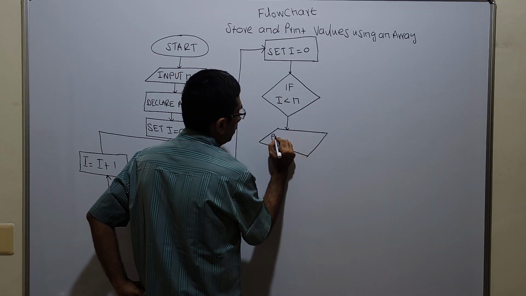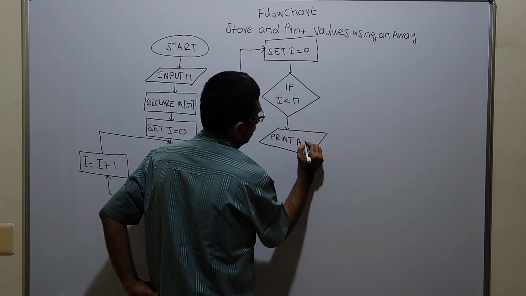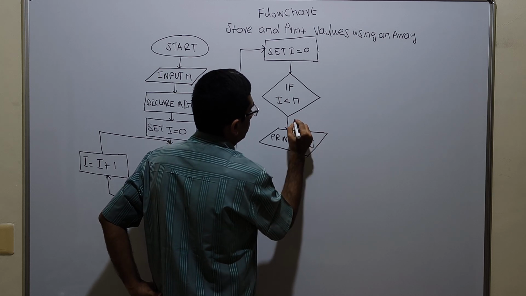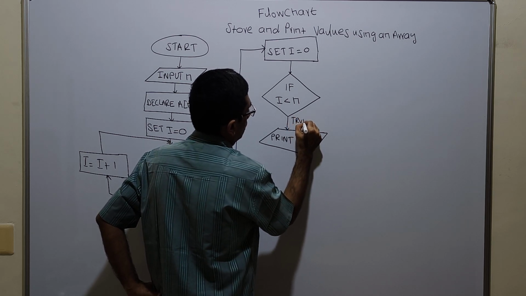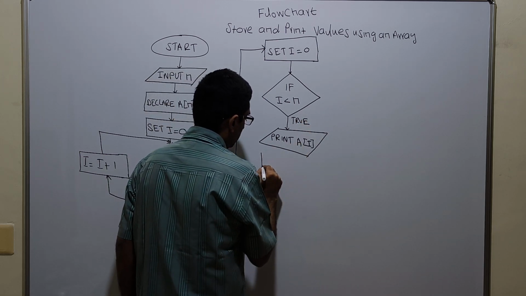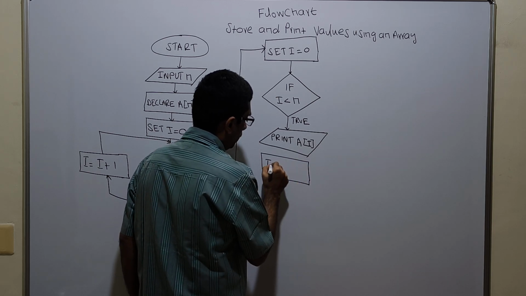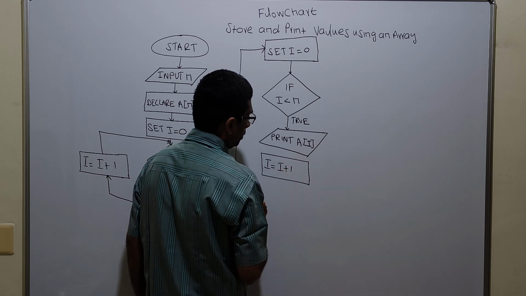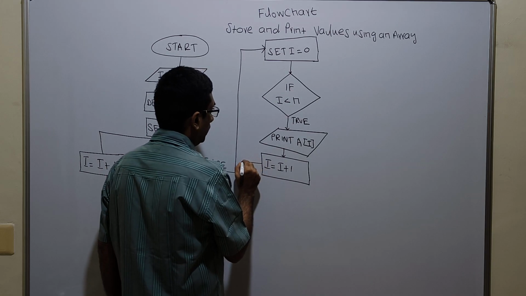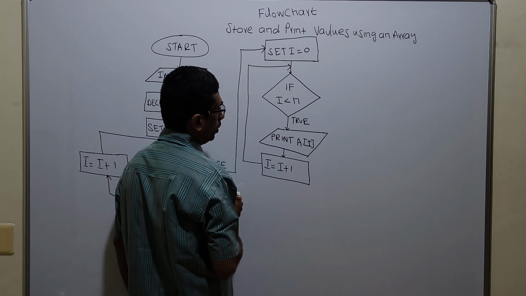I am printing a of I. If it is true, I less than n is true. Now I am incrementing I by 1. After this, I am incrementing the loop variable I equal to I plus 1. Now I am connecting the line back to the decision statement to form a loop.